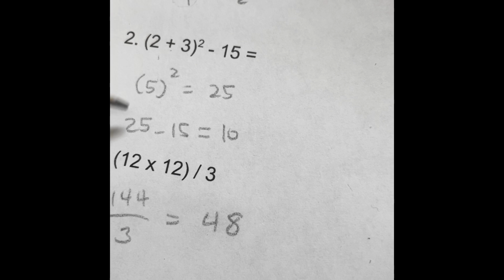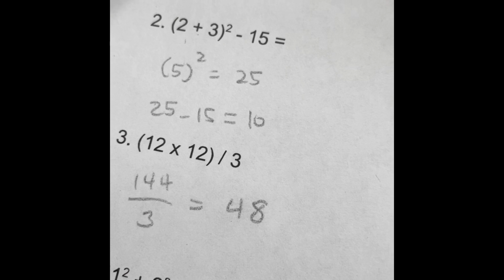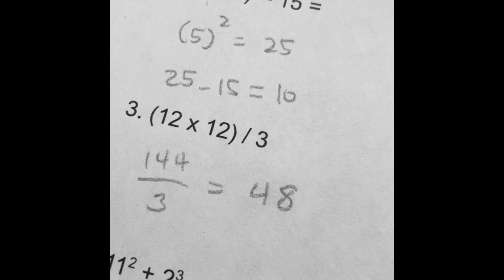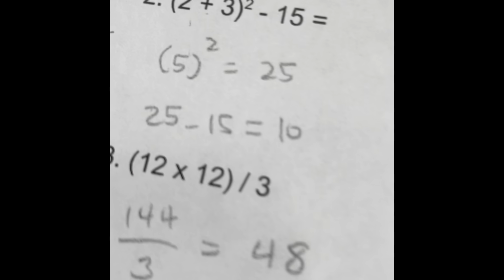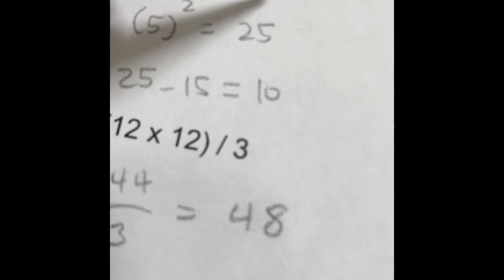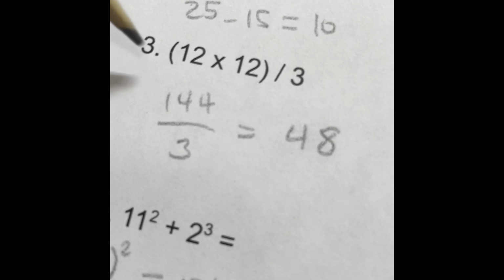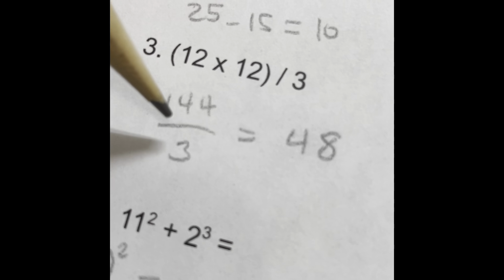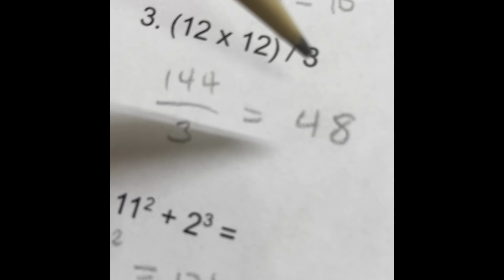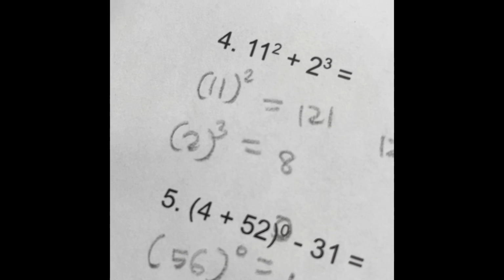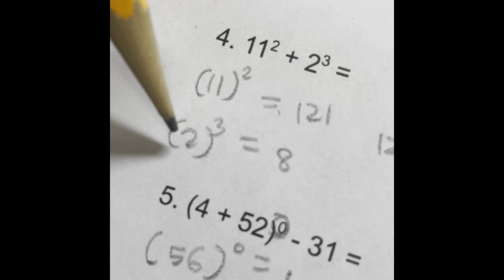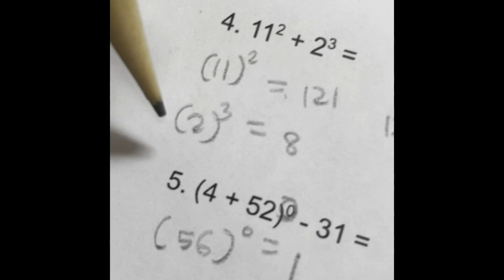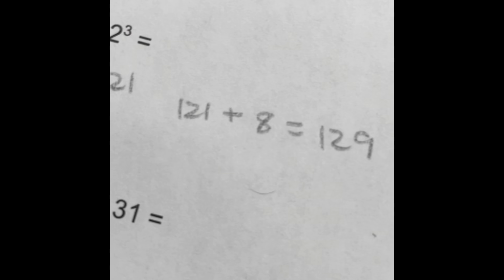This one, 5 squared is basically equal to 5 times 5, and 5 times 5 is 25. So we get 25, and then we subtract 15 on this side, so we get 10. This one, 12 times 12 is 144, and we need to divide that by 3, which gives us 48. 11 squared is basically 11 times 11, which is 121, and 2 cubed is 2 times 2 times 2, which is 8. We add those two, which gives us 129.